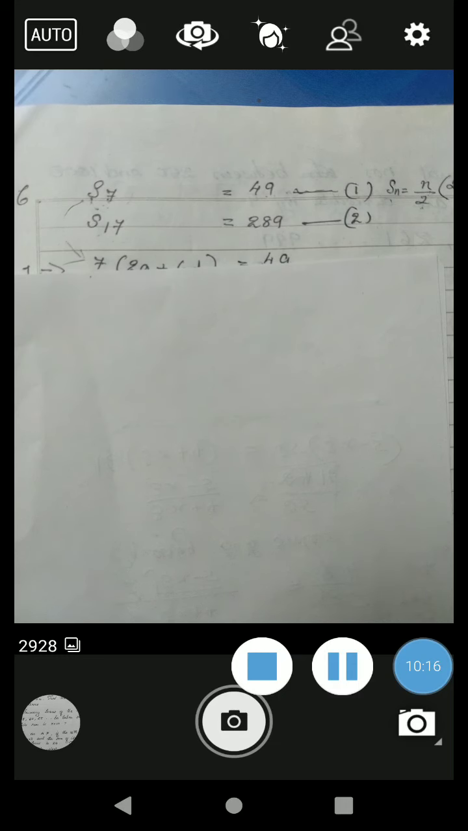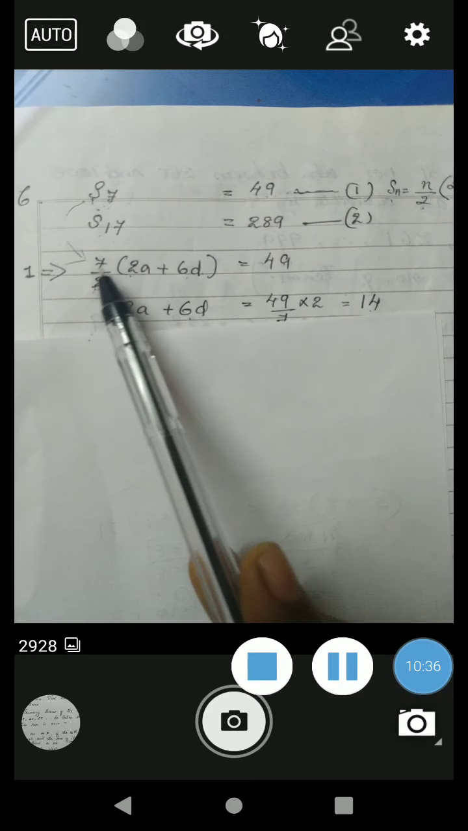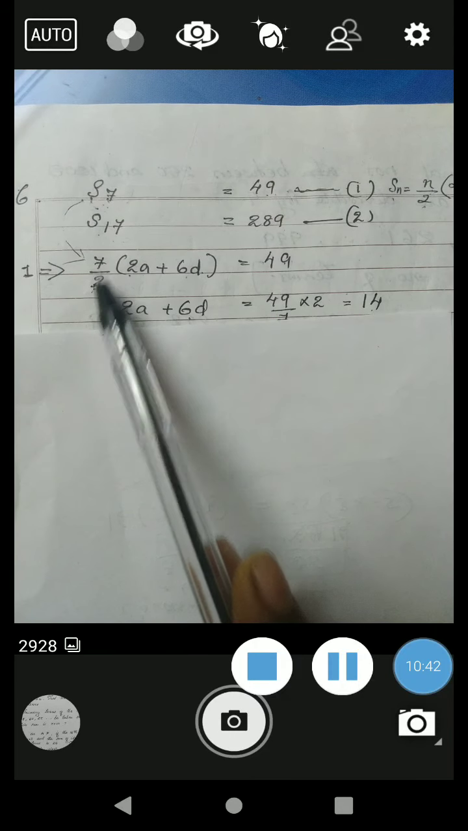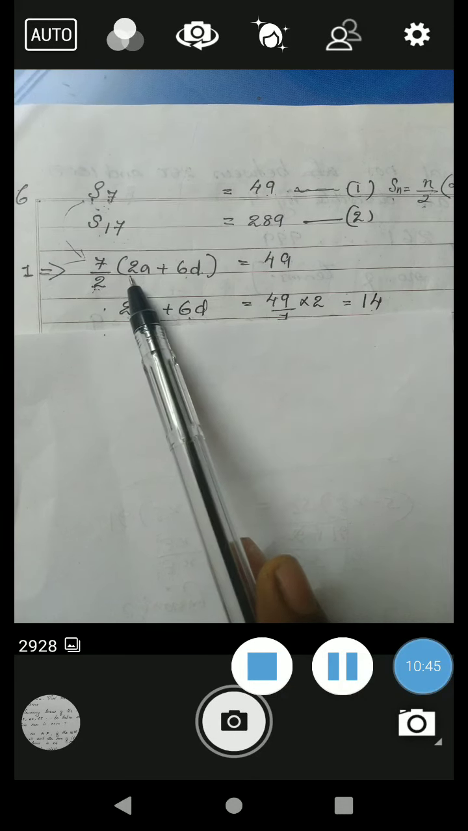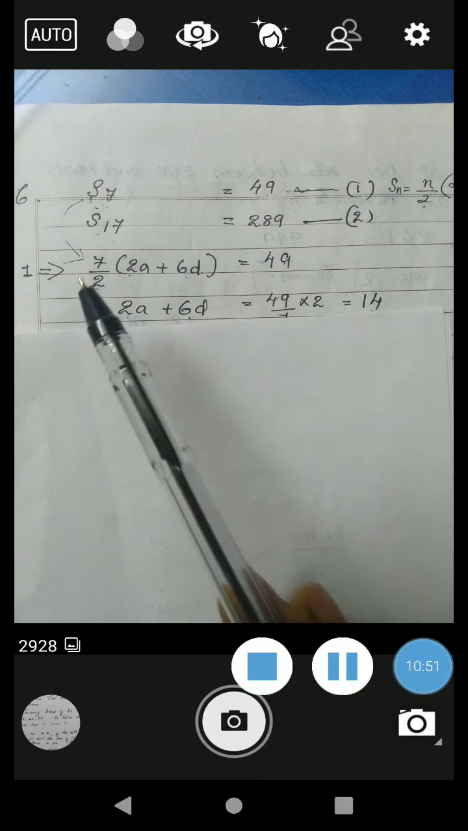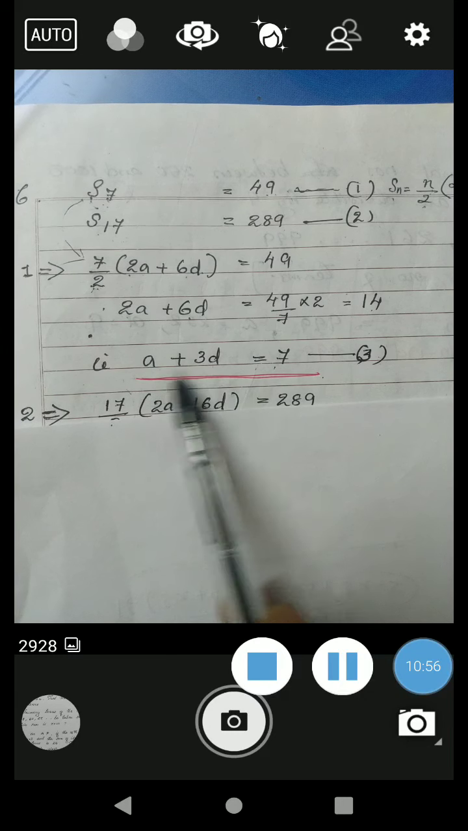Now next question, question number 6. The sum of first 7 terms of an AP is 49 and that of first 17 terms of it is 289. Find the sum of first n terms. What is given? Sum of 7 terms 49, sum of 17 terms 289. We can apply the formula n by 2 into 2a plus n minus 1 into d. So S7 can be written as 7 by 2 into 2a plus 6d equal to 49.